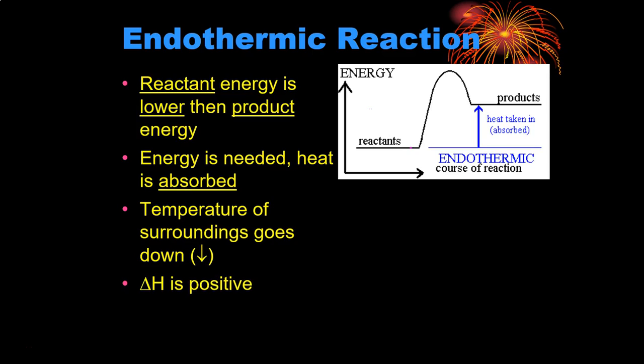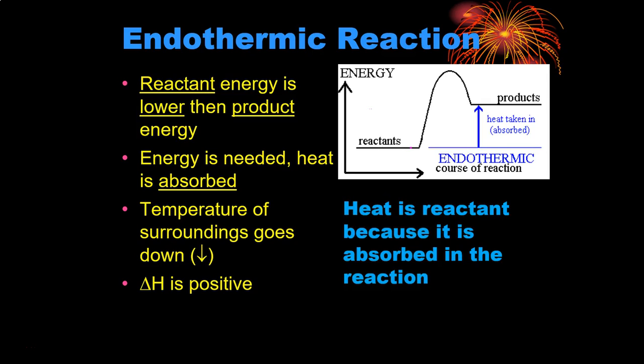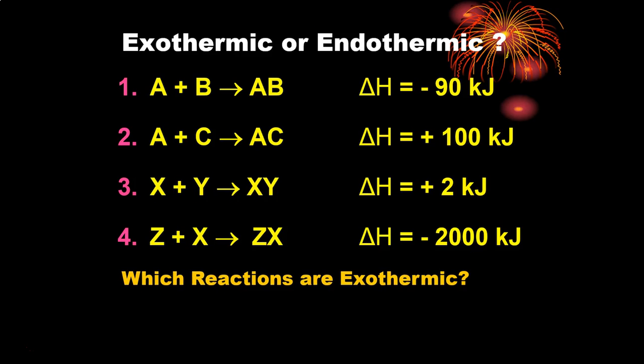Delta H for an endothermic reaction is going to be a positive value. Because energy is absorbed, that means we have to start off with that energy. So we would go ahead and call it a reactant because we are starting with it. And anytime we start with something, that's always going to be considered a reactant.